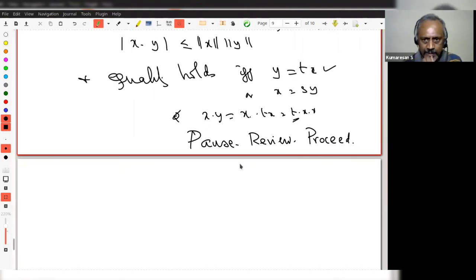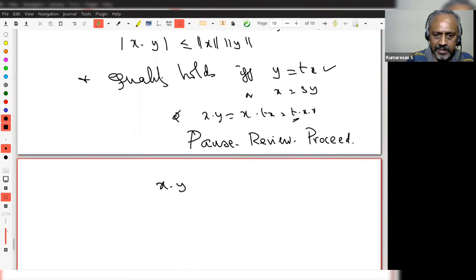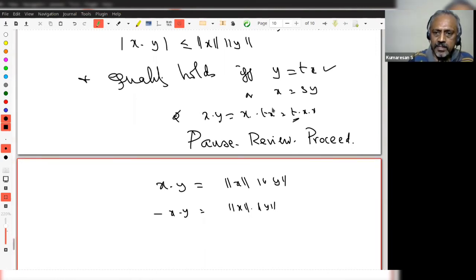In fact, if you look at my thing, I will also say when t is positive, when t is negative will also come on the way. Because this is modulus, right? Either x dot y equals length x into length y, or minus x dot y, because modulus may be either x dot y or minus x dot y. So accordingly, you have to write this. So this t will be positive or negative, so you can work out.